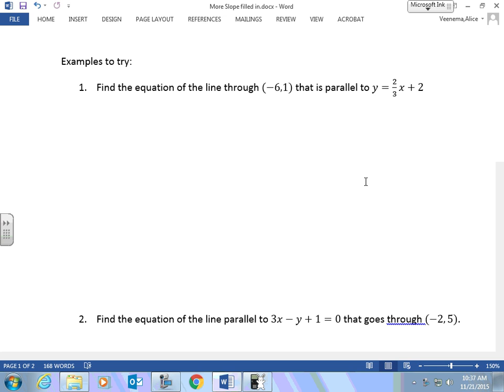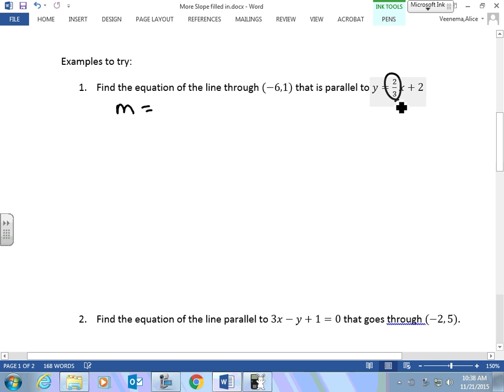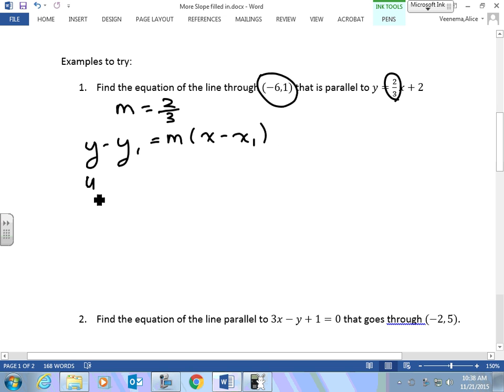If I want to find the equation of the line through the point -6, 1 that's parallel to y equals 2/3 x plus 2, well, I know that the slope of that line is going to be the same as that one, so it's 2/3. And I've got the point -6, 1. So I can use our point-slope form for the equation of a line, y minus y1 equals m times x minus x1, and plug in the parts that I know. So it'll be y minus 1 equals 2/3 times x minus -6. We'll just call that a plus 6.